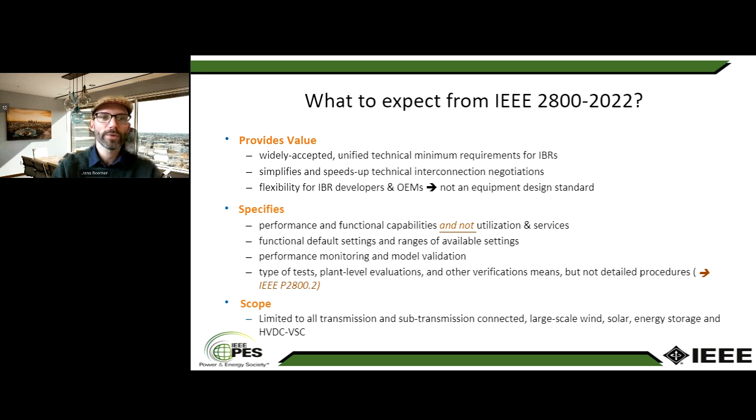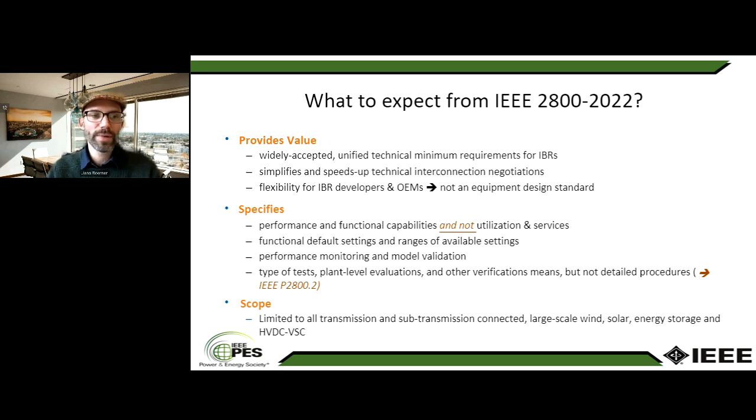What can you expect from 2800? It provides value due to the widely accepted and unified technical requirements. It can potentially simplify and speed up technical interconnection negotiations and processes. And you may remember the process slide. Even with more reliability checks during the process, having a unified set of technical requirements may actually end up expediting those processes, which we all know are heavily clogged up here in the North American interconnection queue.